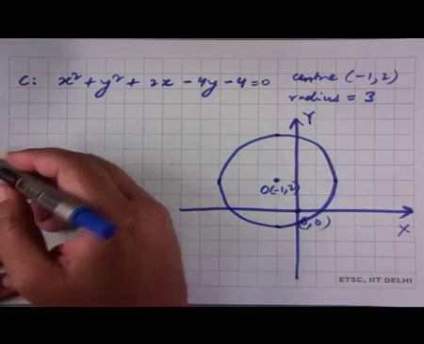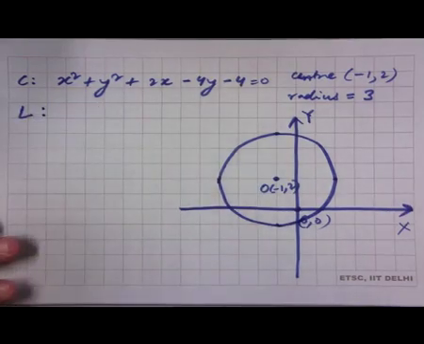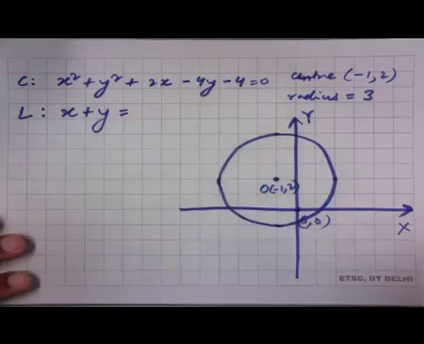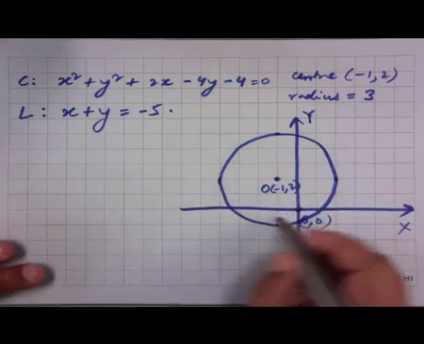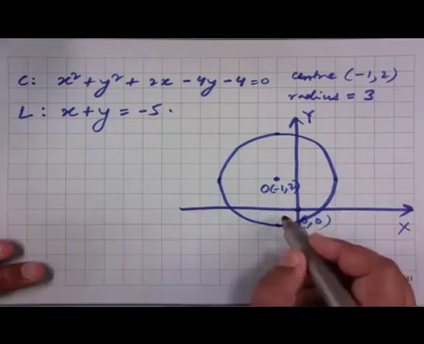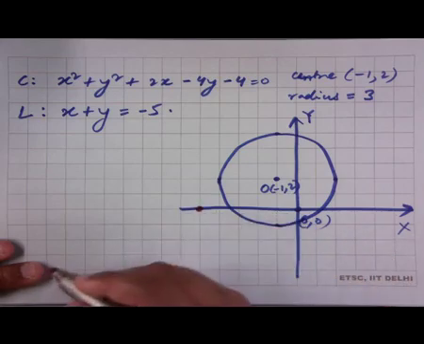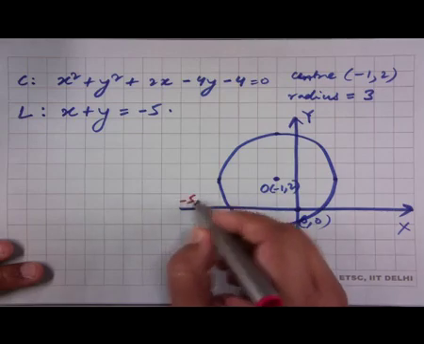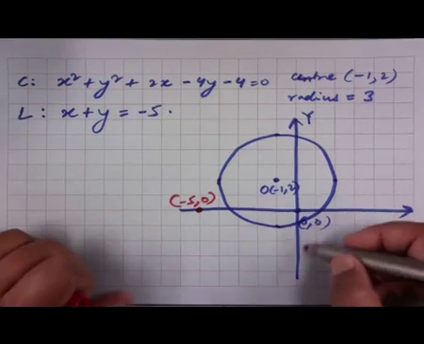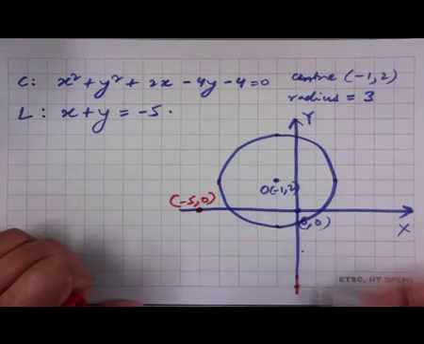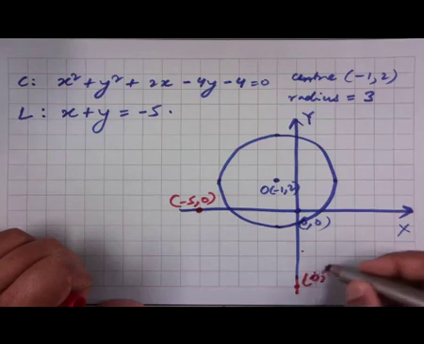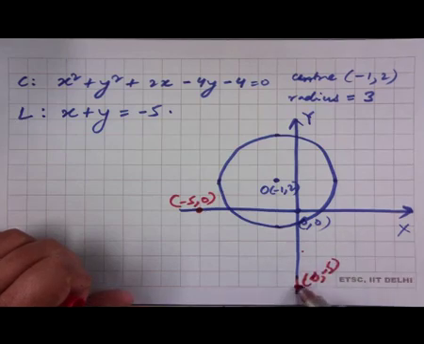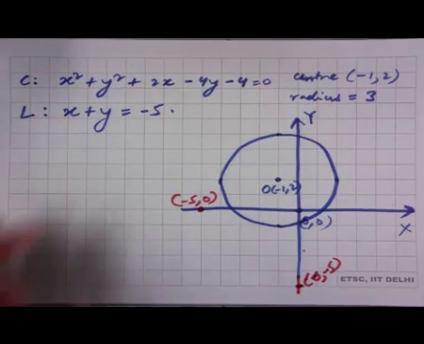And now, suppose we are given a straight line x plus y equal to minus 5. So, this straight line is going to intersect the x axis at this point minus 5, 0, and it is also going to pass through this point on the y axis. So, the straight line is something like this.